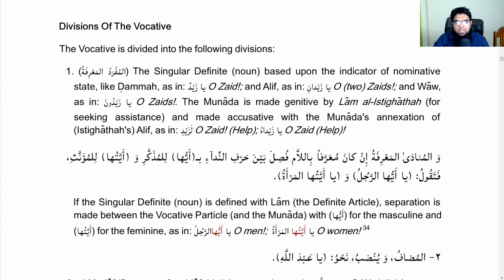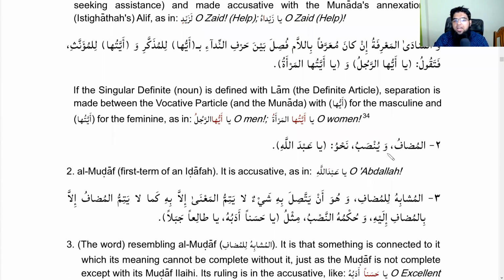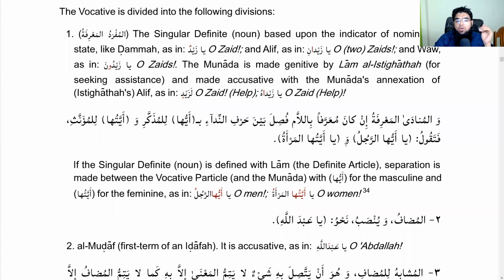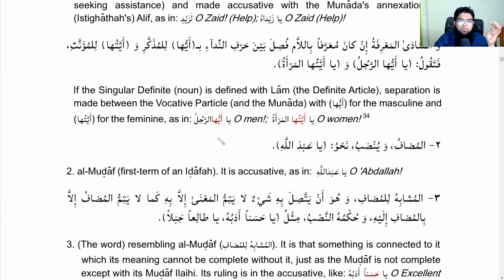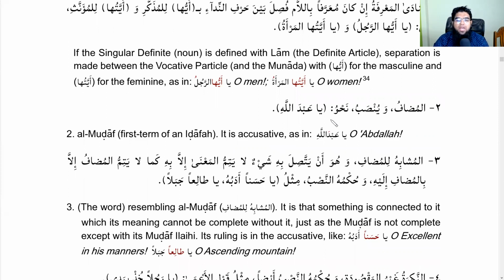And the second one is al-mudaf, the second type he's talking about now. So the first type he talked about was mufrad, and he said it is mabni on dhamma, or alif, or waw. And he talked about lamul istighatha also: when you're asking help, you give a kasra, Ya la Zaidin, or you can add an alif and ha at the end, Ya Zaidah. And then if it is marifa with al, you give ayyuha and ayyatuha. So he taught us three or four rules. Then we have mudaf. Now, the second is mudaf, and it is made mansoob.